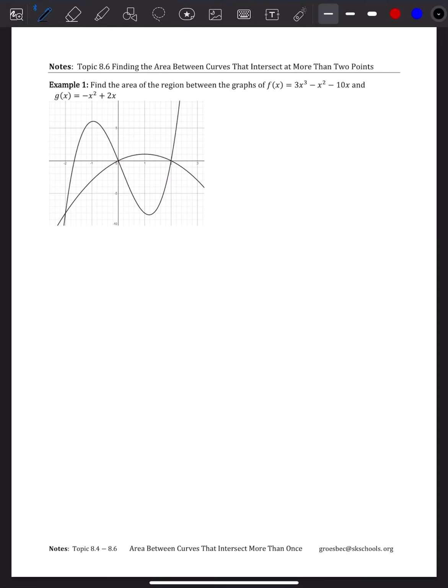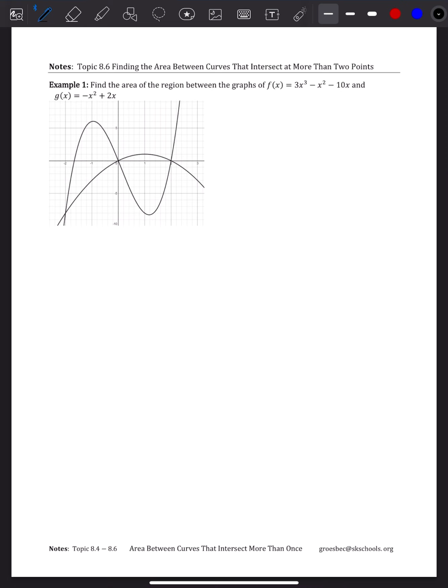Now let's talk about what to do when we have to find out when our functions intersect more than once. So find the area of the region between the graphs of f of x equals 3x cubed minus x squared minus 10x and g of x equals negative x squared plus 2x.